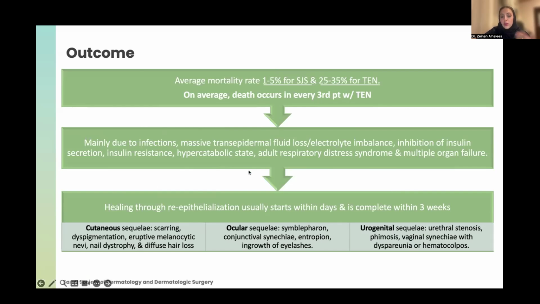Later on, they heal through reepithelialization, which usually starts within days and completes around 2 to 3 weeks. However, you may have long-term sequelae. Cutaneous ones are usually scarring, dyspigmentation, eruptive melanocytic nevi, nail dystrophy, and alopecia. Ocular ones include symblepharon, conjunctival synechiae, entropion, and ingrowing of the eyelashes. Urogenital ones include urethral stenosis, phimosis, vaginal synechiae with dyspareunia and hematocolpos. Obviously, those are in severe cases.